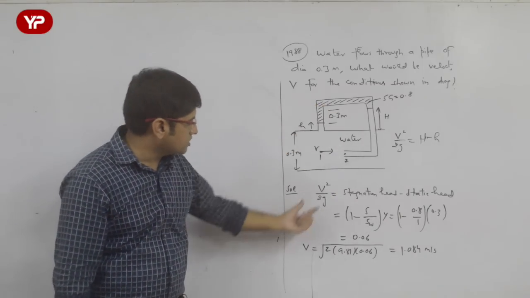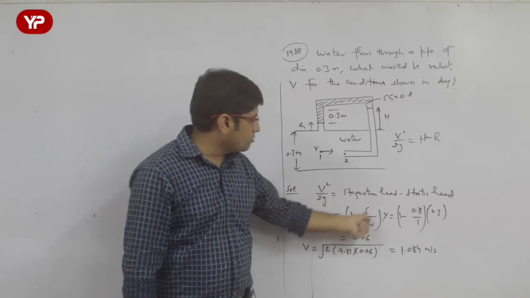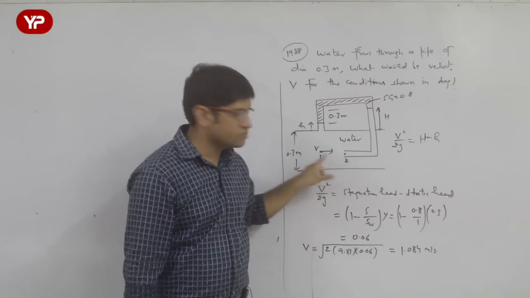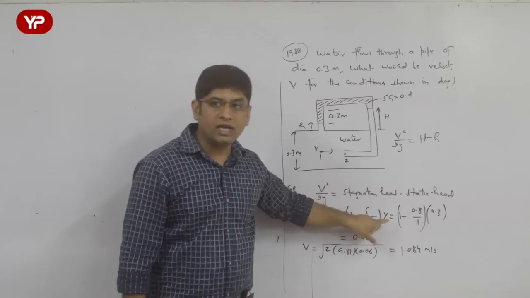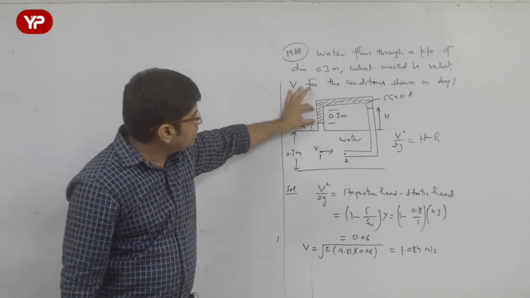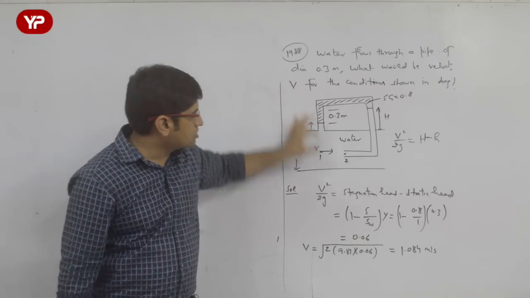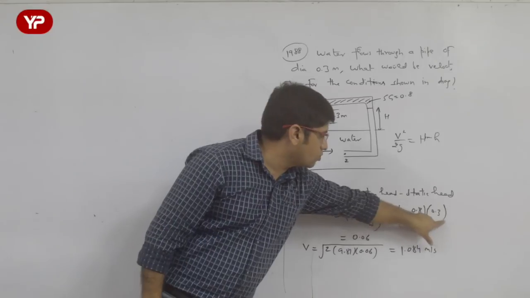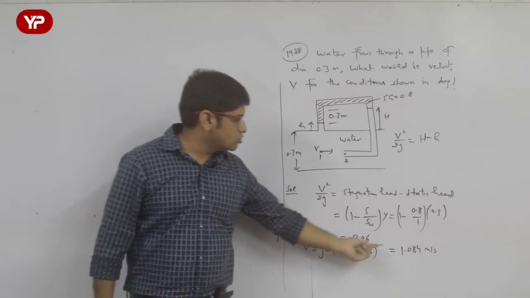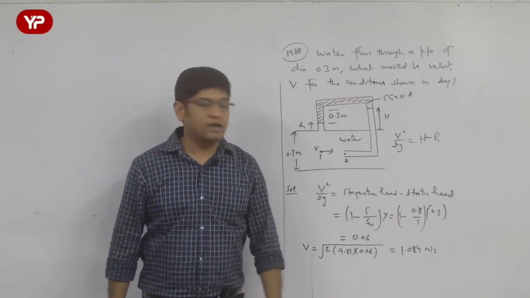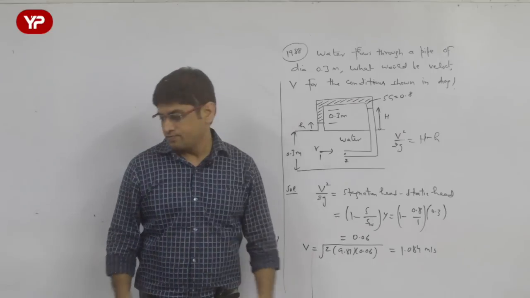So how we have to solve that is V square by 2G is equal to 1 minus specific gravity of this fluid over specific gravity of the water into Y. Y is the difference of the limb in the two, and that is 0.3. So that is how we have to analyze it, calculate it, and if we put all the values we are going to get this value of velocity or kinetic head.